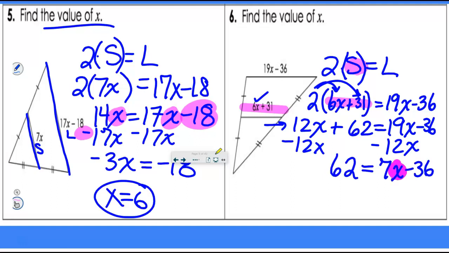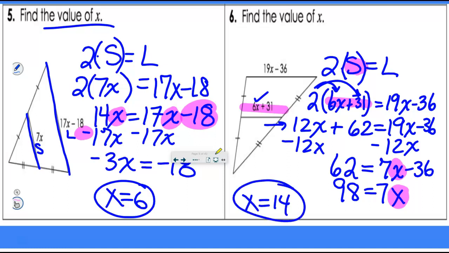Oh man, what do I do next to solve that for x? You add those two. Thank you. Adding 36 is going to give me 98 equaling 7x. If you got it this far, take out your calculator. All right, and does it ask for x on this problem? Yes.